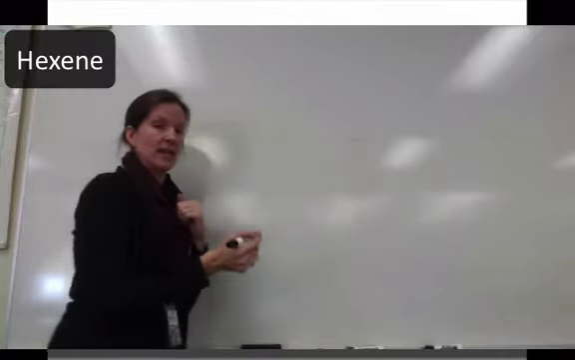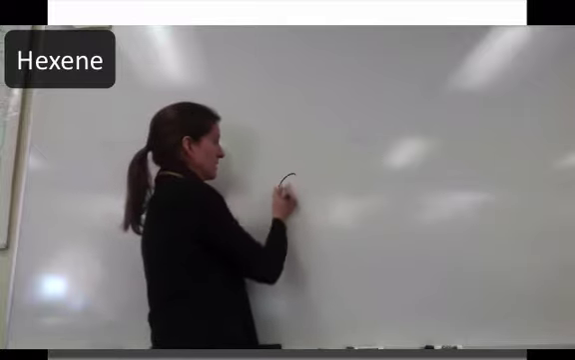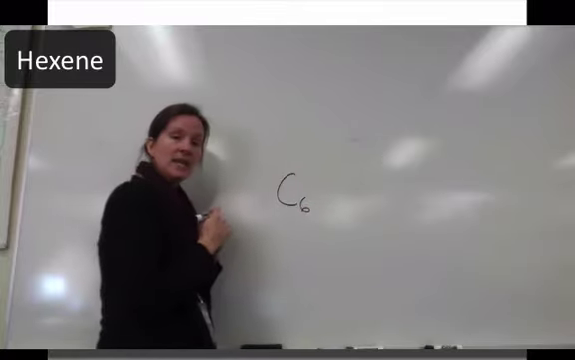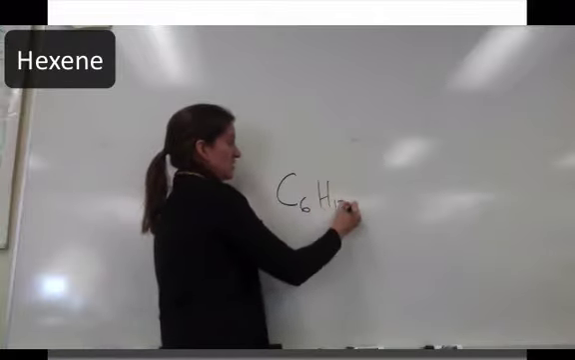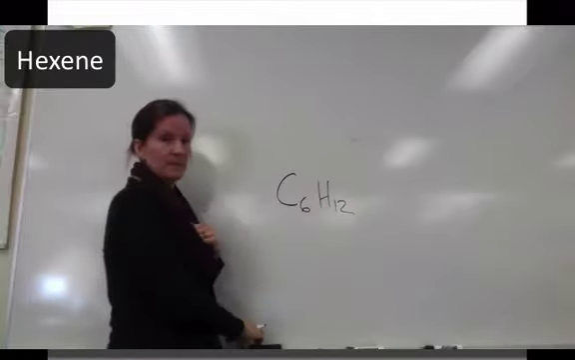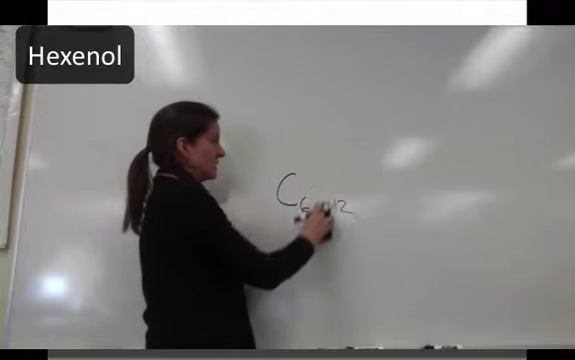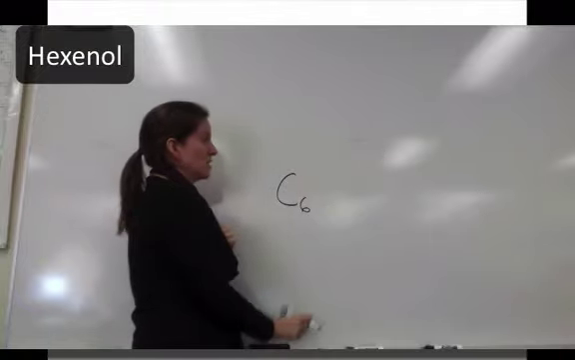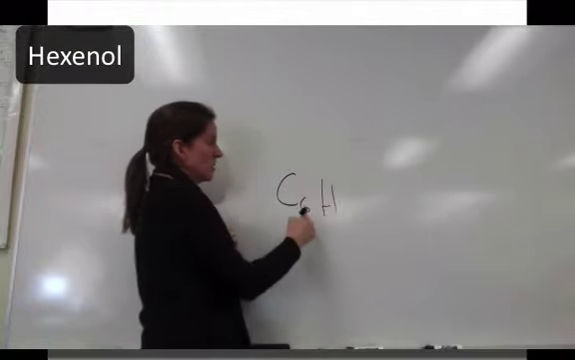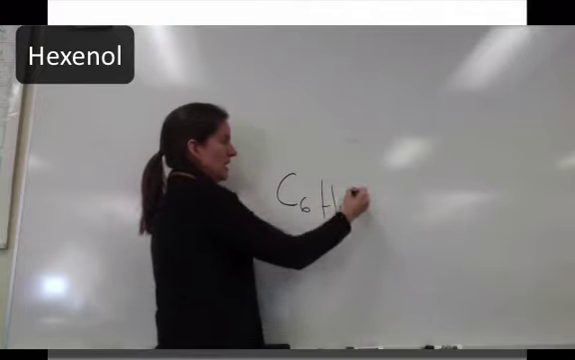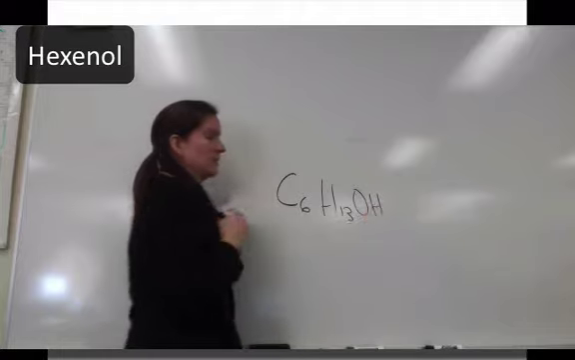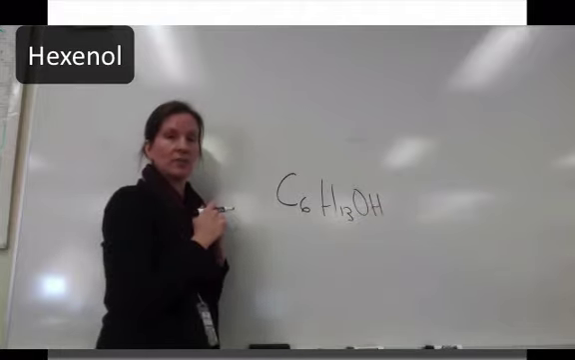Hexene is an organic. Hex is 6, so I have 6 carbons. Ene had the rule 2 times the number of carbons, so that's just hydrogen 12. Hexanol is still 6 carbons, but it's an alcohol. The alcohol has a rule 2 times the number of carbons plus 1 more hydrogen for 13, and it also includes an OH, a hydroxide group.